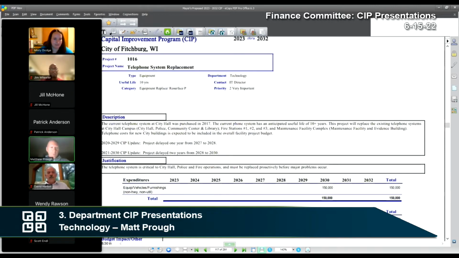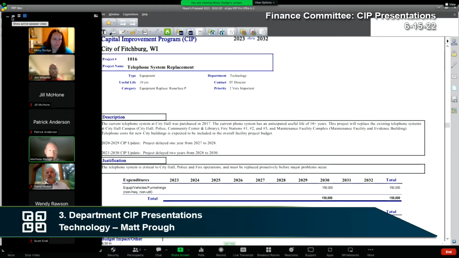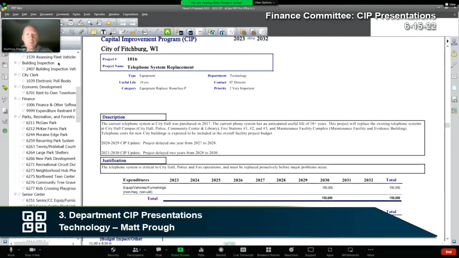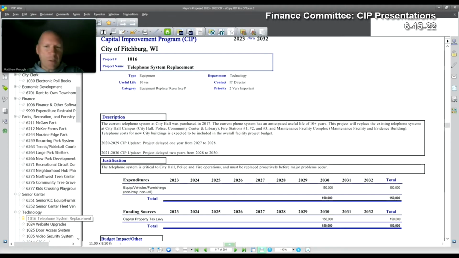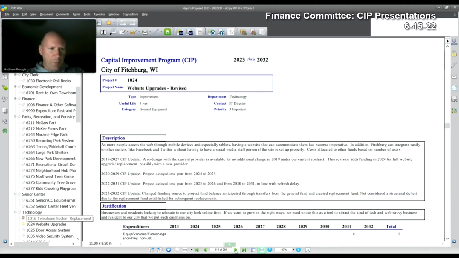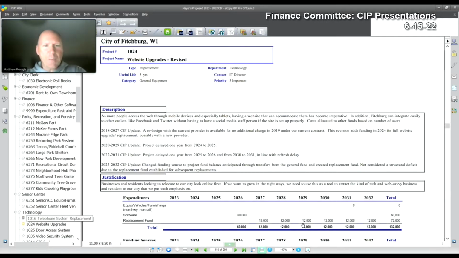All right, thank you. This first project is the telephone system replacement. This is for our telephone system in all of our city buildings. Right now, we're just targeting 2030 for the replacement of that based on equipment lifespan. We don't expect that we'll need to move this up at all. And so Misty, if you could move on to the next one, which is website upgrades.